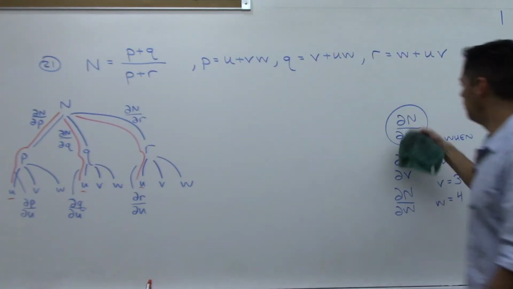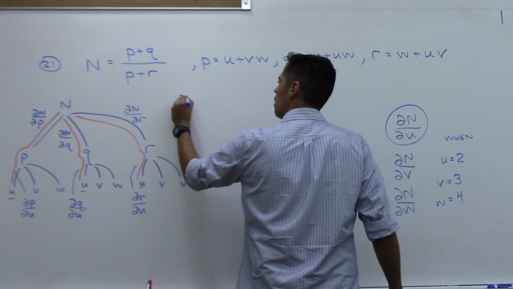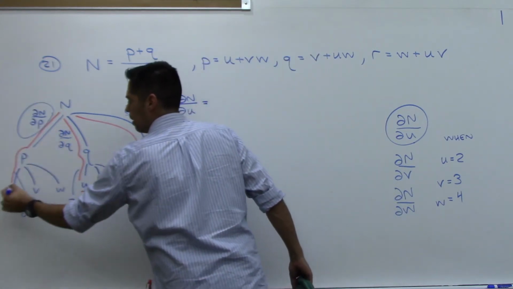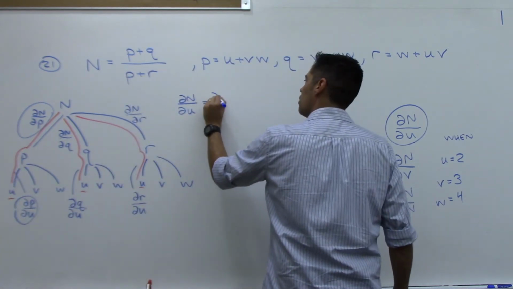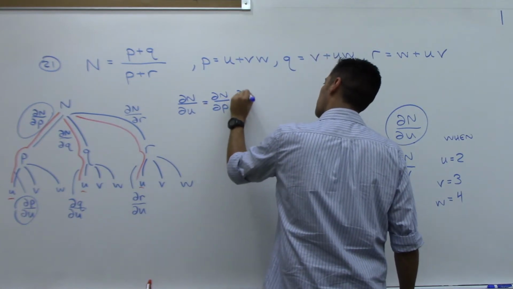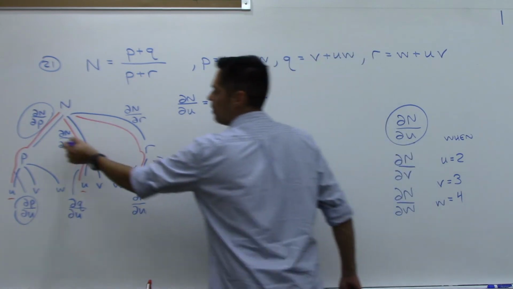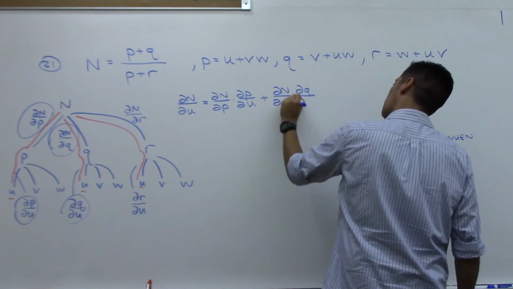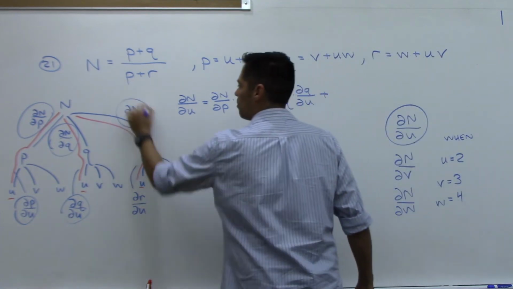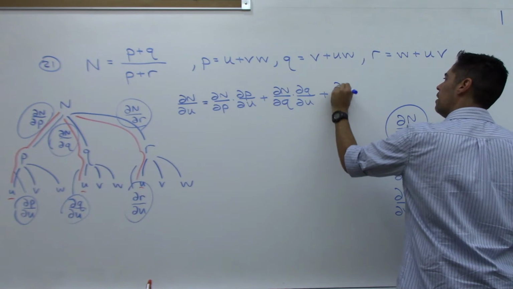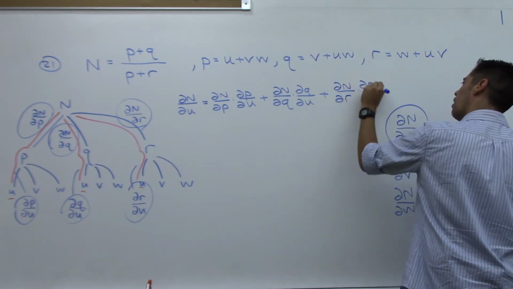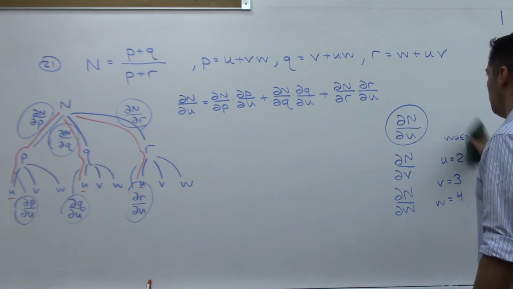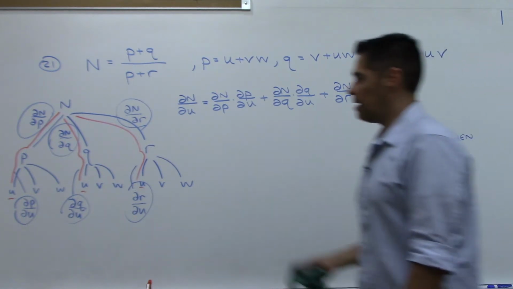So, using this one right here, the partial of N with respect to U is equal to the product down this one and this one right here, which is going to be partial N with respect to P times partial P with respect to U, plus now we go down this one, partial N with respect to Q, partial Q with respect to U, plus now finally this one here to here, partial N with respect to R times partial R with respect to U. All right, that's what I need to find, and I'm going to need to do that when U is 2, 3, 4, so I'm going to have to get back to that. I'm done with this tree.